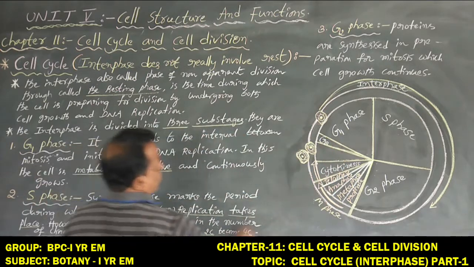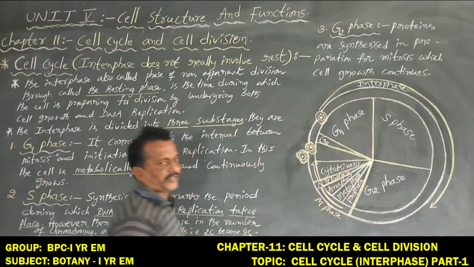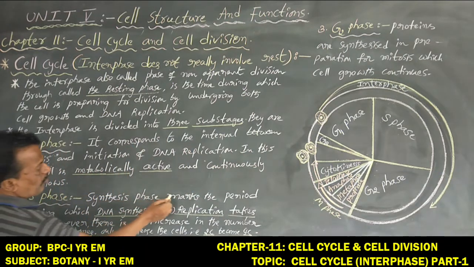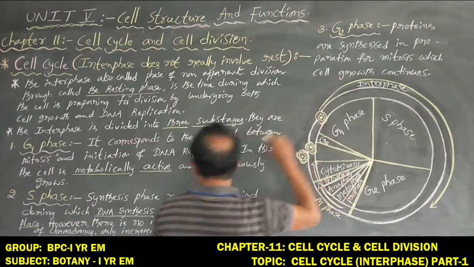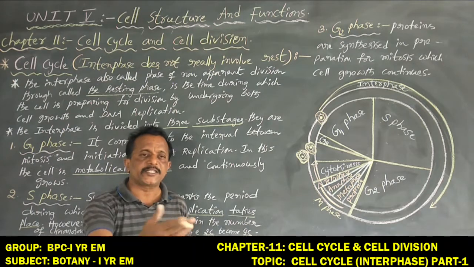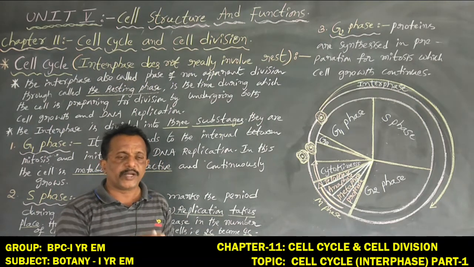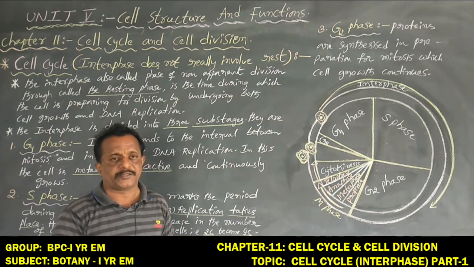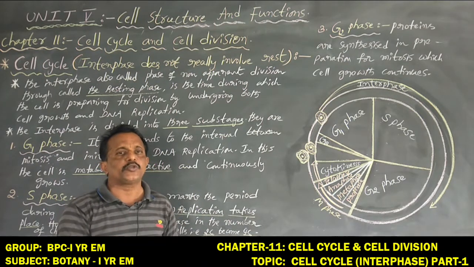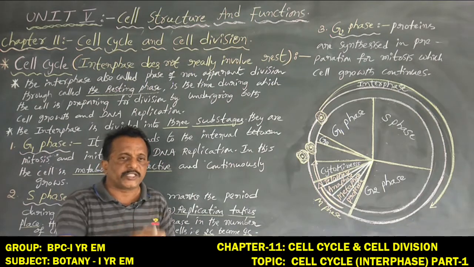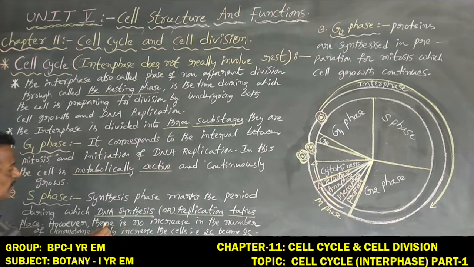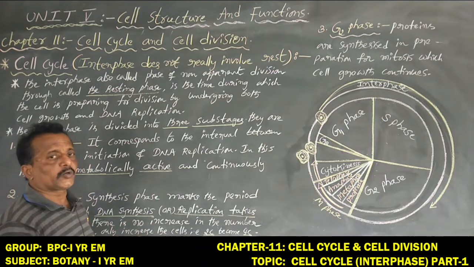Next, coming to the S phase, or synthesis phase. The synthesis phase marks the period during which DNA synthesis or replication takes place. DNA is synthesized, meaning one DNA is modified to two DNAs, but there is no increase in the number of chromosomes. If the cell has a diploid number of chromosomes, there is no increase in the number of chromosomes.